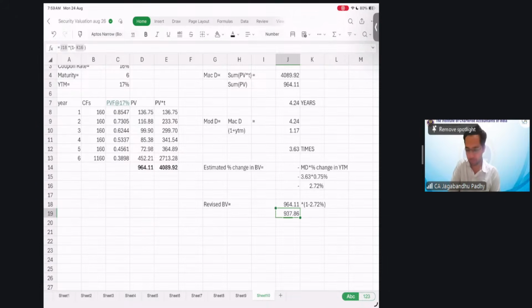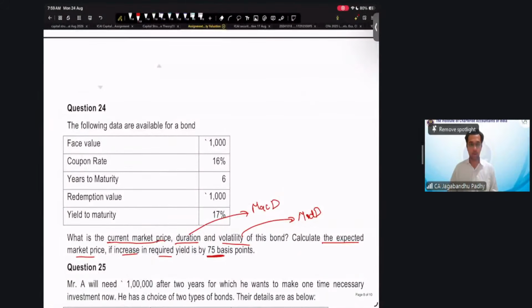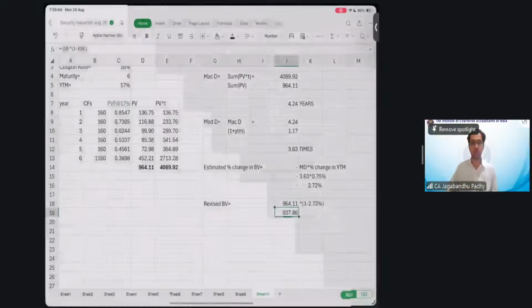Okay, 937.86. That's the revised bond value. Okay, so that's question 24.